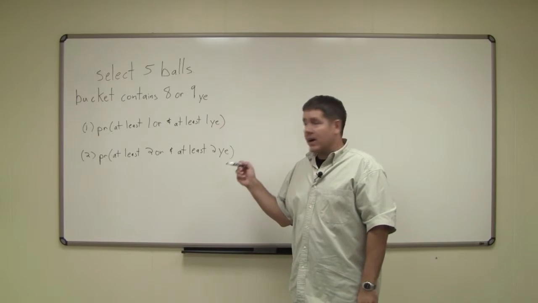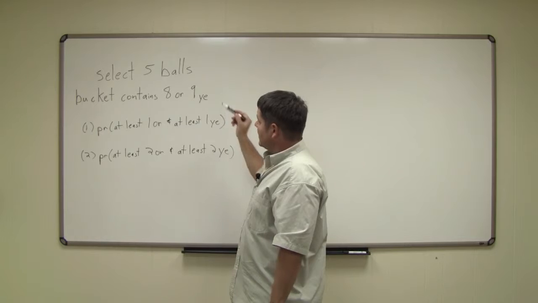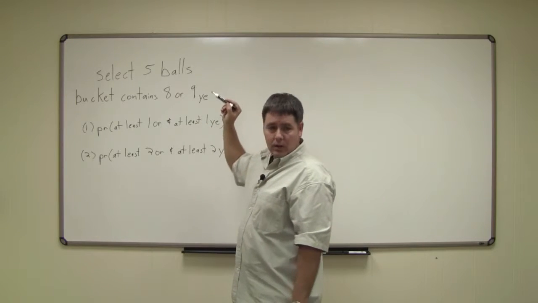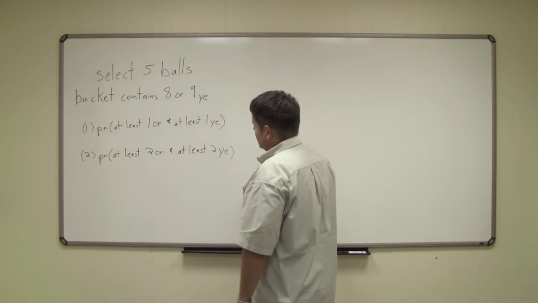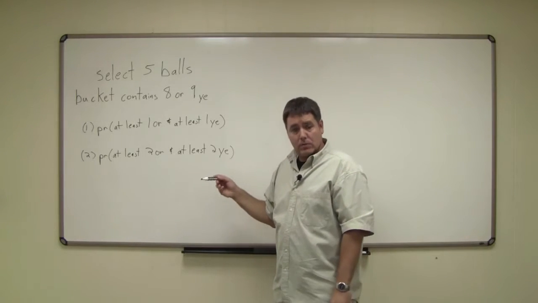In this problem, we have a bucket. The bucket has a variety of balls in it, 17 to be exact, 8 which are orange, 9 which are yellow. We're told that we're selecting 5 of these. Two different questions here, and they're going to be attacked considerably differently.